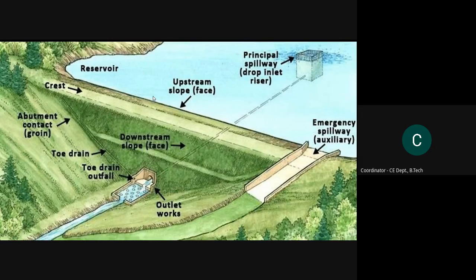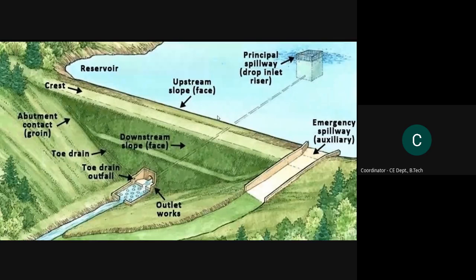In the base face, an earthen dam is constructed in the form of a trapezoid. So in this place, the slope is called the upstream slope face. Now right here you can see this part, this is called the principal spillway or a drop inlet riser, or a drop inlet riser.